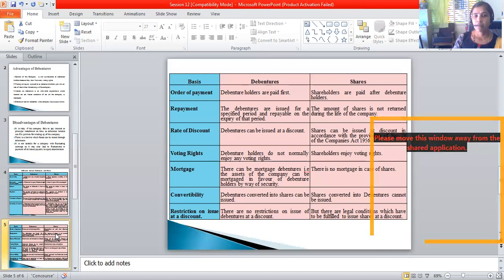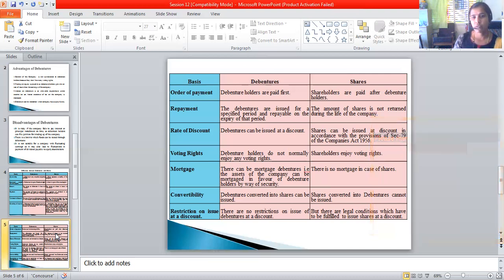Mortgage. There can be a charge on an asset of the company in case of debenture holders, but there will not be any mortgage in case of shares. Convertibility. Debentures can be converted into equity shares, depending on the type of debentures that are issued. In case of shares, shares cannot be converted into debentures. Restriction on the issue at a discount. There are no restrictions on the issue of debentures at discount, but there are legal conditions which have to be fulfilled to issue shares at discount.